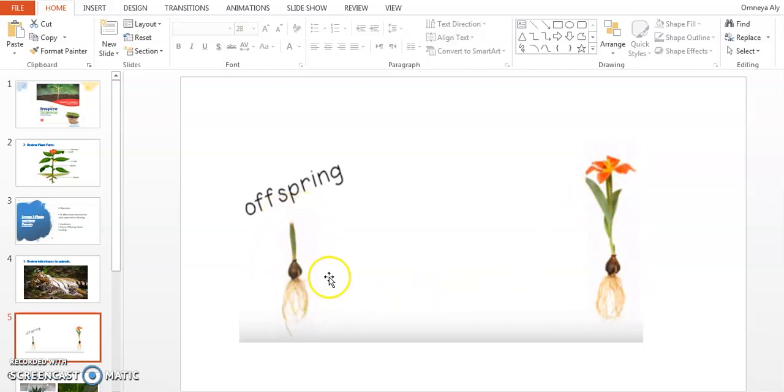But if we take a look here on the left side, you will see that this plant still has some roots and a small stem, and the leaves are not visible. You cannot see the leaves well. So this is the baby plant, the young plant, which we call offspring. And this is the adult plant, the big plant.